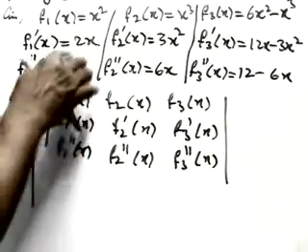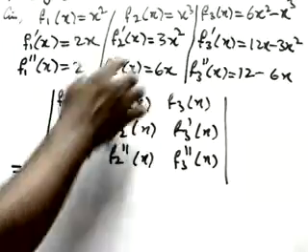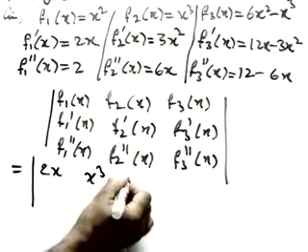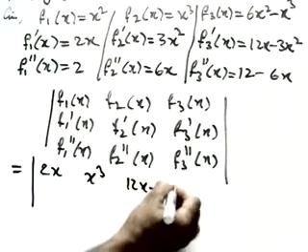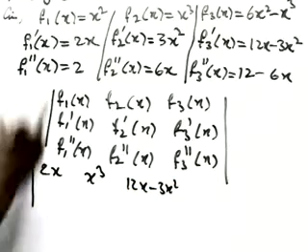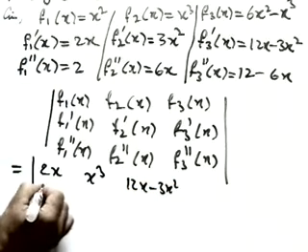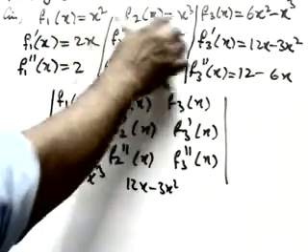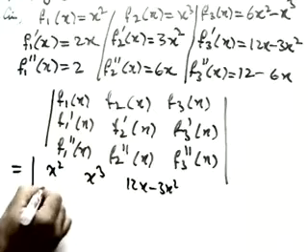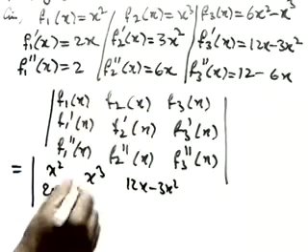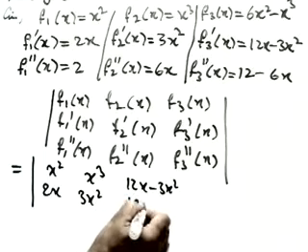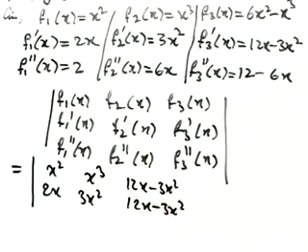So what will be the values here? Watch here. f1 of x is x square, f2 of x is x cube, f3 of x is 12x minus x cube. Next, f1 dash is 2x, here is 3x square, here is 12x minus 3x square.